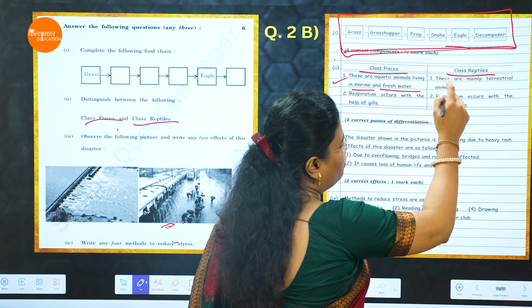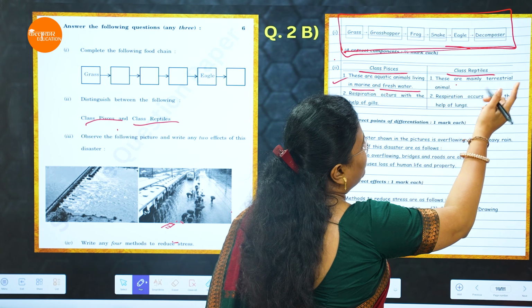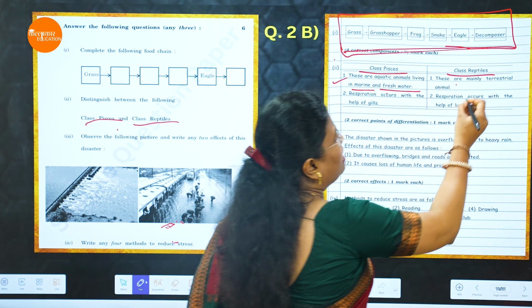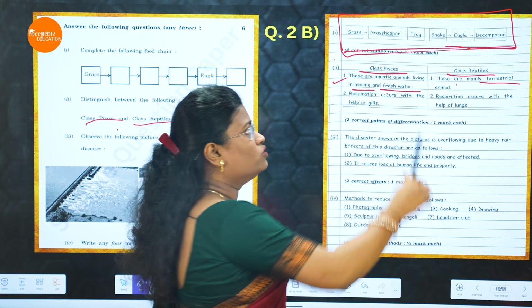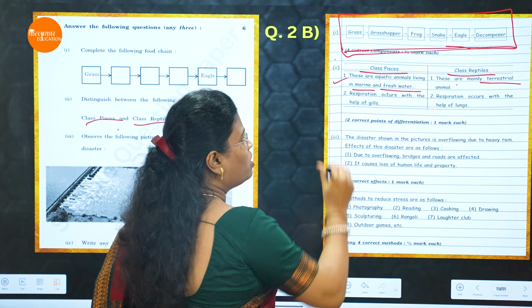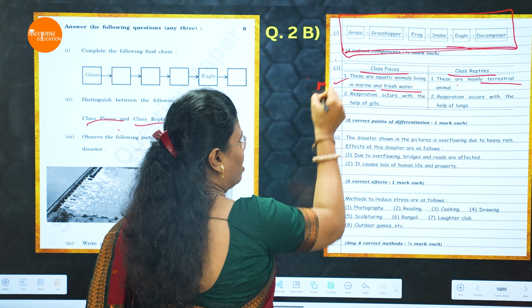Next, the first point for reptiles will be these are mainly terrestrial animals. Terrestrial animals means what? The animals who live on the land. So here you have completed the first point. For that you will get 1 mark.